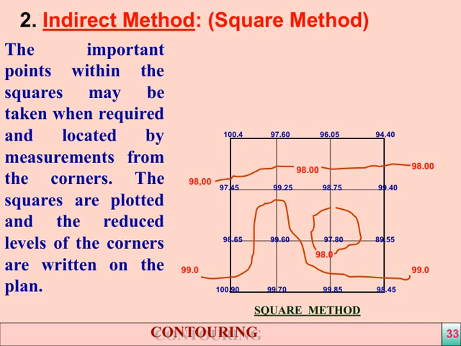The key idea here is that we don't always measure directly to every point we need. Instead, we use the measurements from the corners of these squares to find the important points within them. By doing so, we can efficiently determine the elevation or reduced level at any point inside the square.